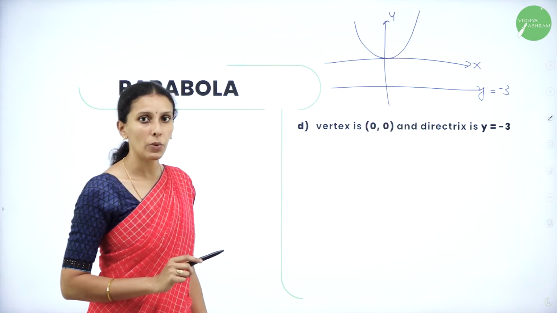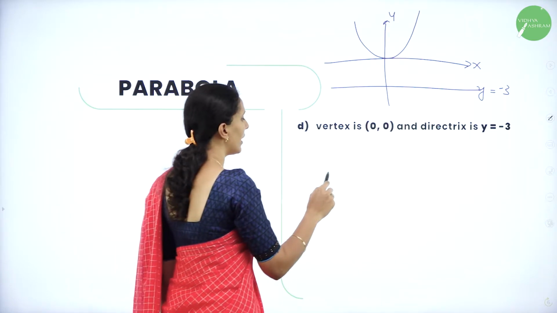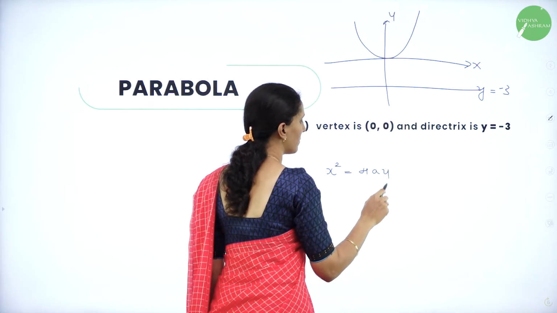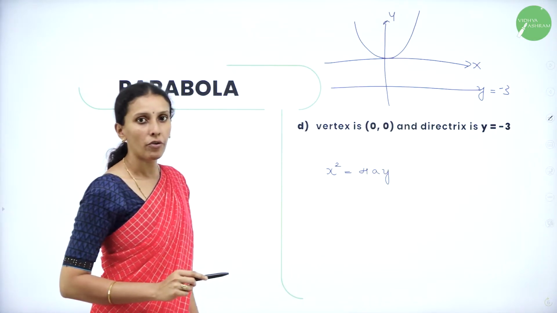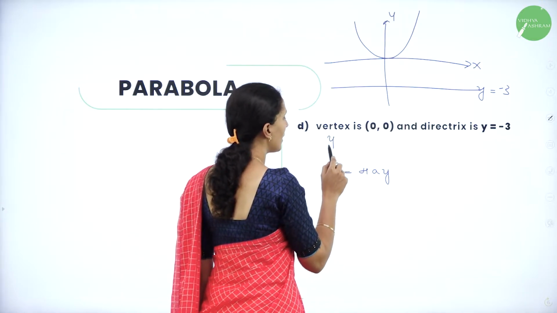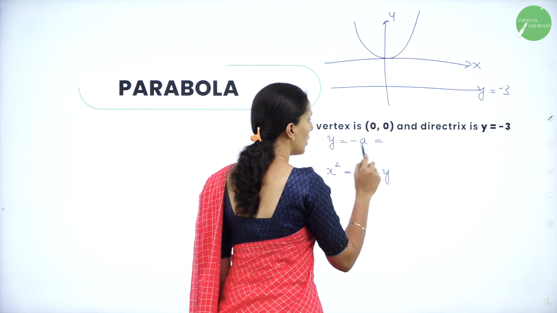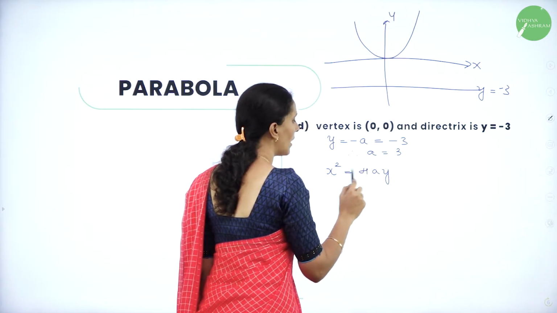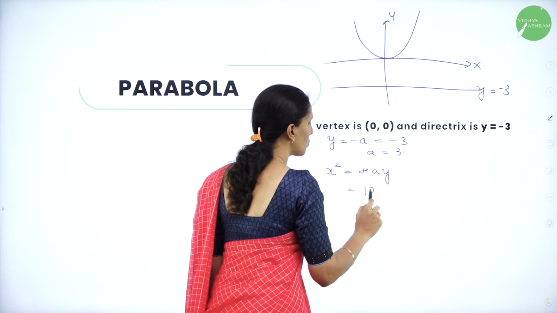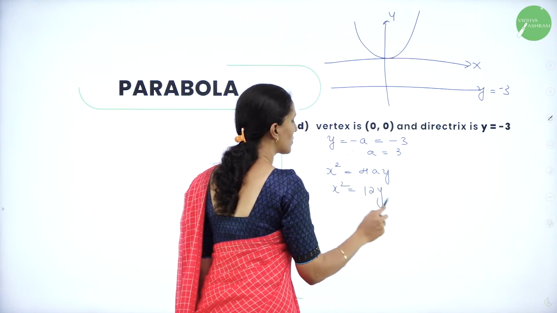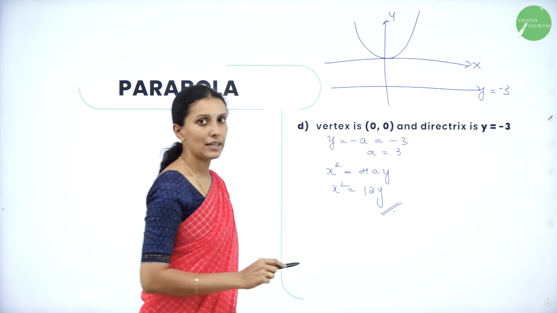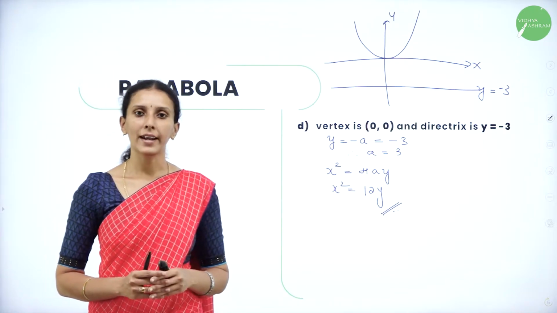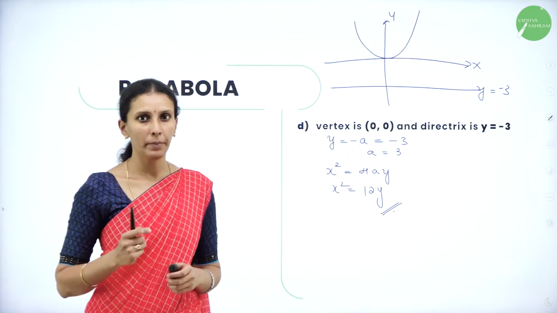So what is the general equation of the upward parabola? It is x square is equal to 4ay. Now I need to check out for a. So here I have y is equal to minus a in general, which is nothing but a. Therefore, the value of a will become 3. So multiply 3 here, it is 12y. So therefore, x square is equal to 12y is the required equation of the parabola. So this is how we can calculate the equation of the parabola.